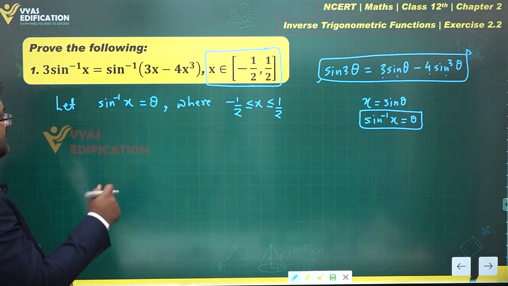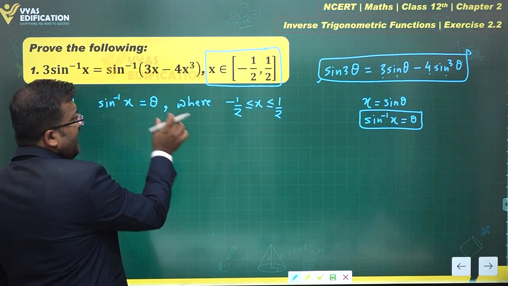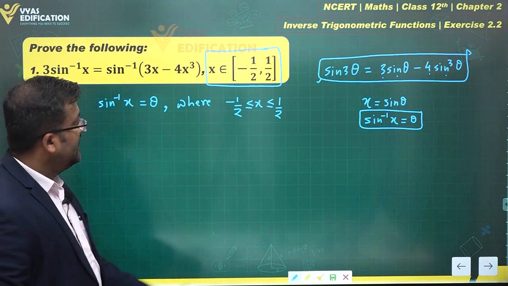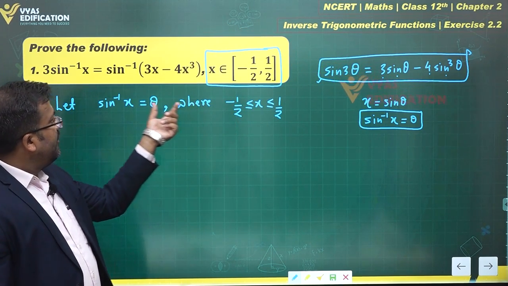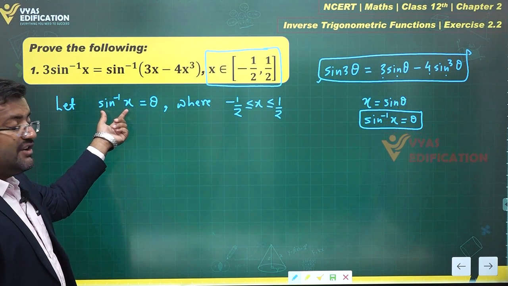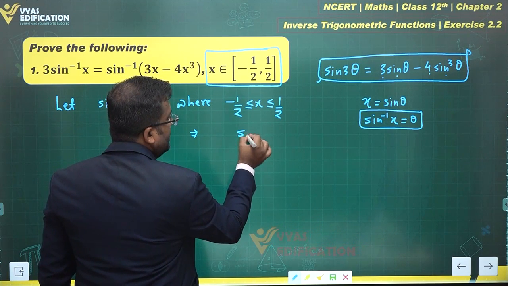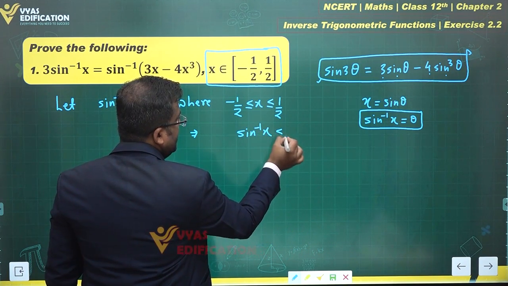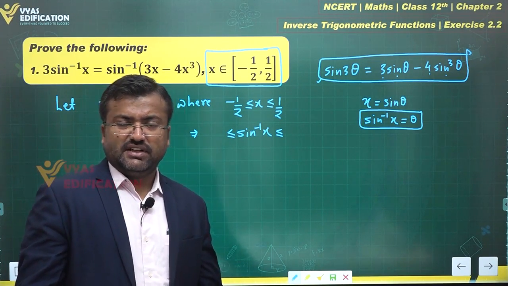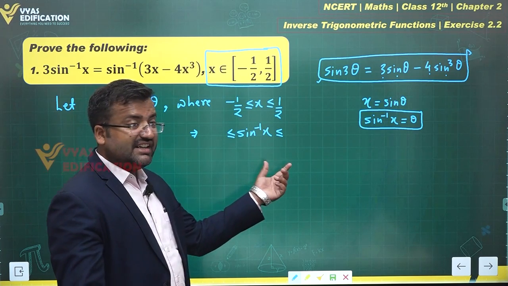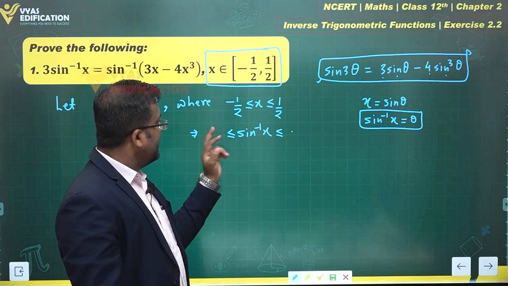Benefit of this, let's observe. Once this is known, can you also guess the values of theta from here? Where minus 1 by 2 is less than equal to x is less than equal to 1 by 2, what can you comment about the values of sine inverse x? Sine inverse x is an increasing function, therefore sine inverse 1 by 2 will come over here and sine inverse minus 1 by 2 will come over here.